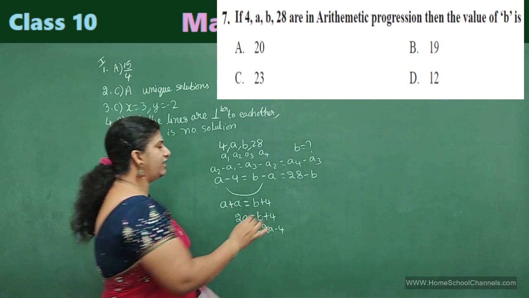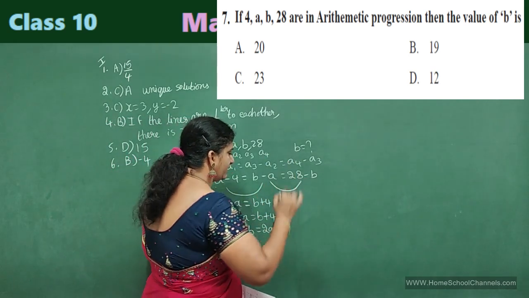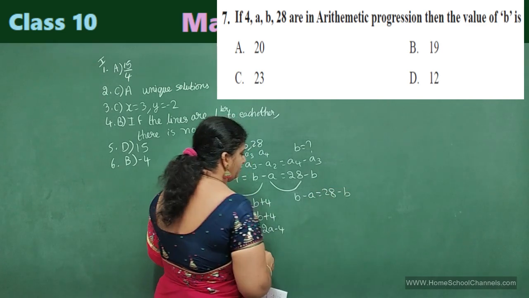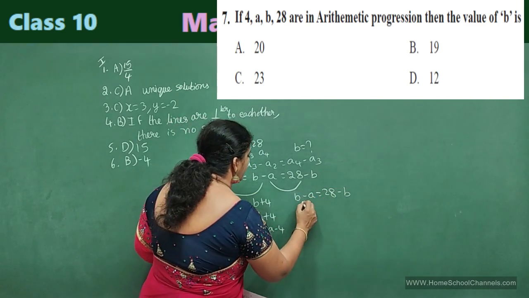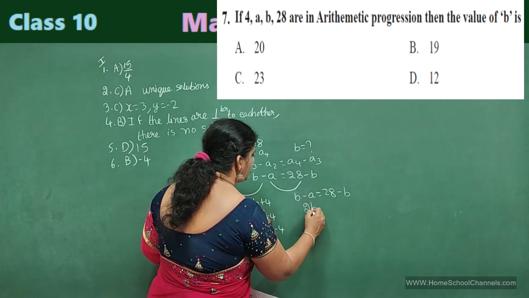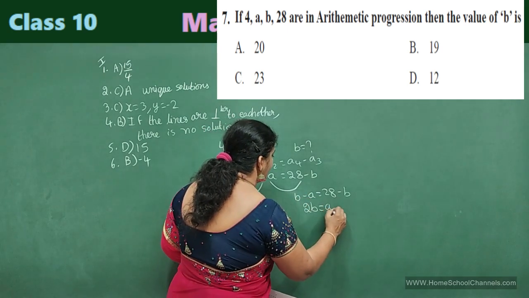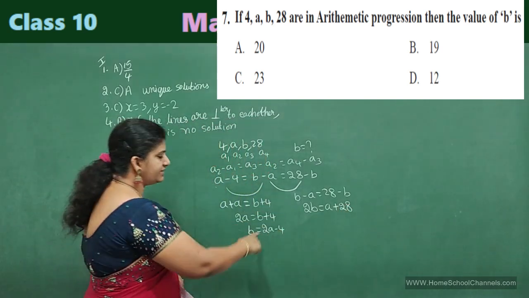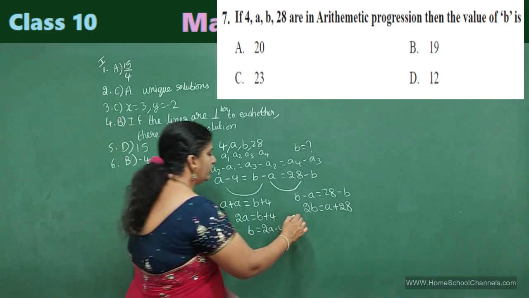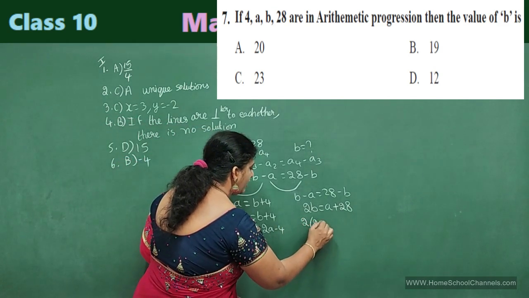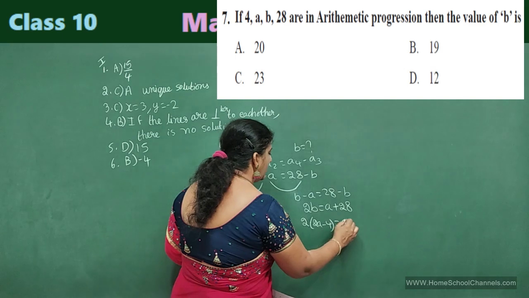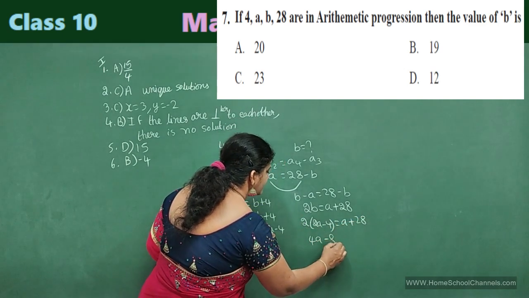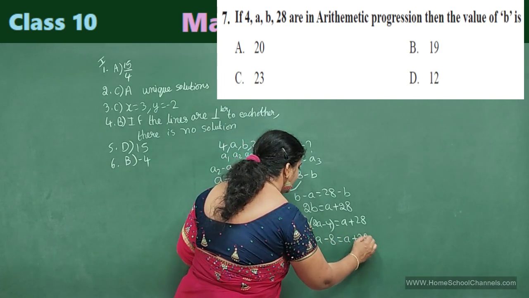Same manner, you equate these two. What do you get? b minus a is equal to 28 minus b. Minus b, bring this side, plus b. That means b plus b will be 2b. a, send other side, a plus 28. Now in that, substitute this b value. 2 into 2a minus 4 is equal to a plus 28. Multiply: 4a minus 8 is equal to a plus 28.